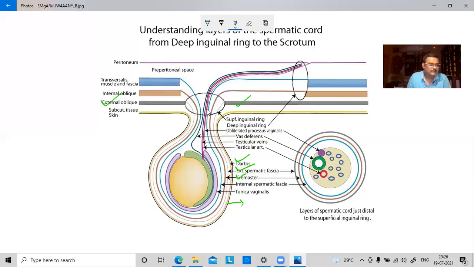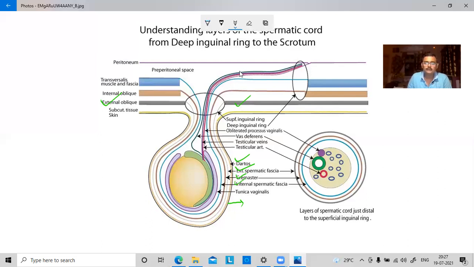Now, the cremasteric muscle, with its sympathetic supply, helps to contract within the scrotum. Now, it will pull the testis up to the superficial inguinal ring and thus produce plugging of the superficial inguinal ring. This phenomenon helps to prevent inguinal hernia. Now, after the cremasteric muscle, there is the internal spermatic fascia.